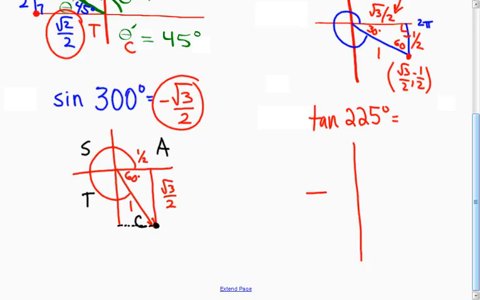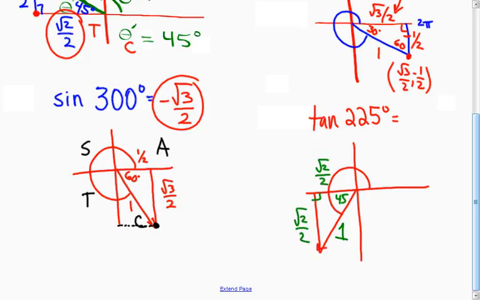Tangent of 225. Draw another picture. Find 225. There you go. Draw up to the x-axis. Now again, be careful, never ever draw to the y-axis. Everything's going to be backwards if you do that. And in 225, I see that it's going to be 45 degrees past 180. And so we have a 45, 45, 90. Our hypotenuse is always 1. Two sides are the same. That's why it's got all those 2's in there.